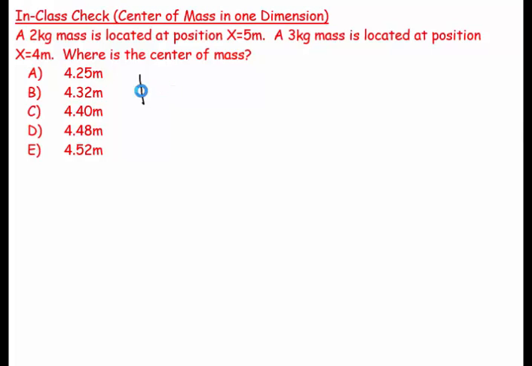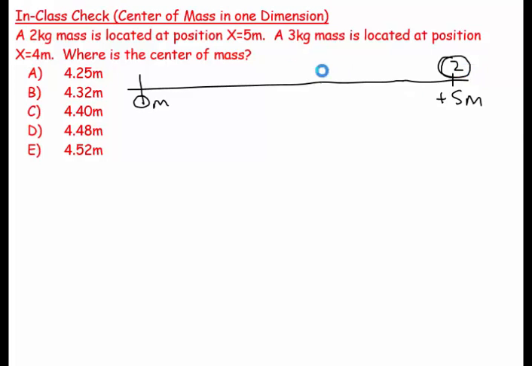So let's visualize. Here's our x-axis. This is the origin, so this is 0 meters. And then along here at plus 5 meters, I have a 2 kilogram mass. And then here at plus 4 meters, I have a 3 kilogram mass. And I'd like to know where on this line is my center of mass.